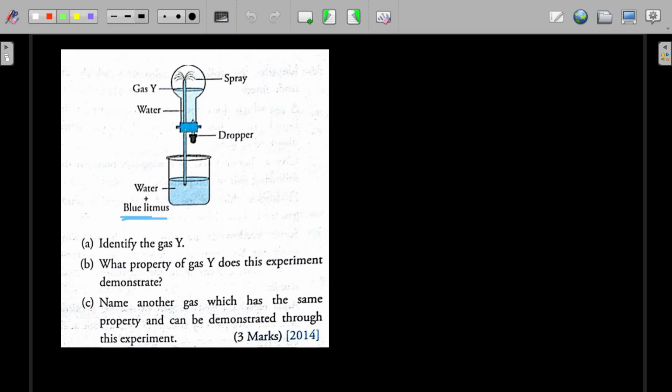If they mention purple or if they don't mention any color for the litmus, then based on other information, you have to decide which gas that is. So identify the gas. Why? Here blue litmus solution we are taking, meaning it will form a red fountain. Red fountain means HCl gas, we have to write here. What property? Same thing. High solubility of HCl in water. Name another gas. Ammonia gas.